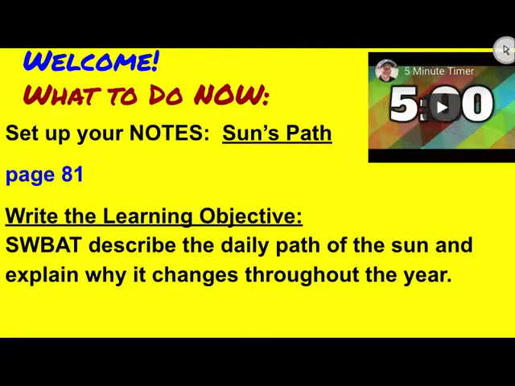Okay, so you want to set up your notes for the sun's path on page 81, and you want to write the learning objective. Student will be able to describe the daily path of the sun and explain why it changes throughout the year.